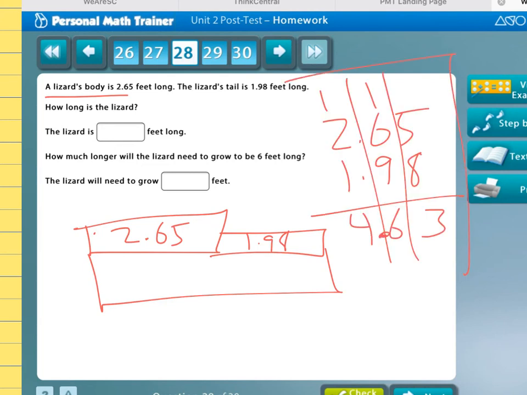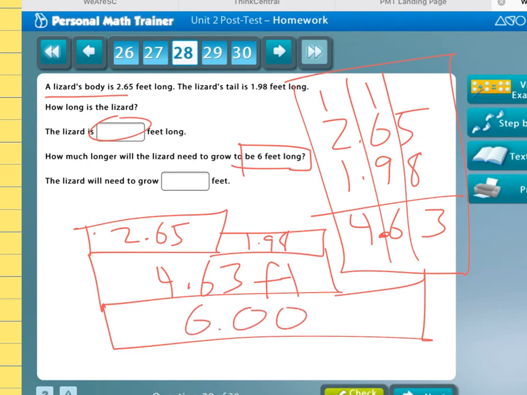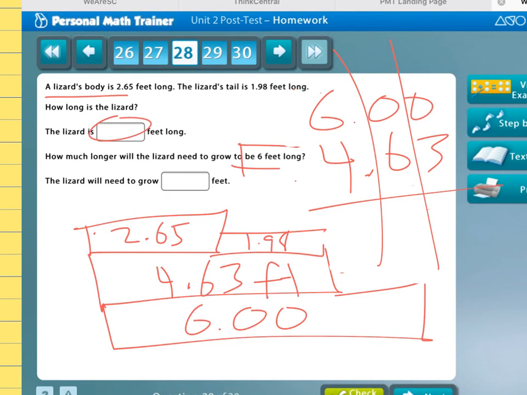And over here you can see I've done my math. 4.63 would be the total length of the lizard in feet. So that would answer here. Now they're asking us how much longer it needs to go to get to 6 feet. So here, you just add on to that model, what's the difference between 4.63 and 6.0? So comparing these two numbers, regroup. 10 minus 3 is 7, 9 minus 6 is 3, 5 minus 4 is 1, so that lizard needs to grow 1.37 feet to get to 6 feet.